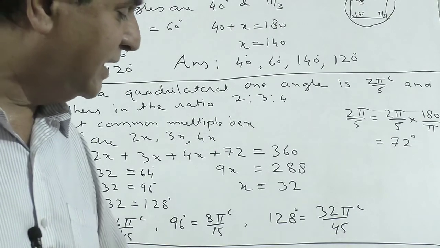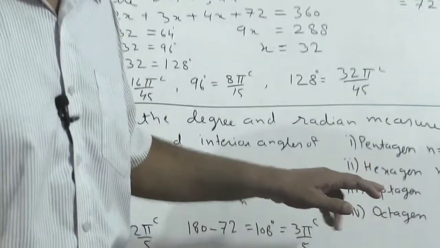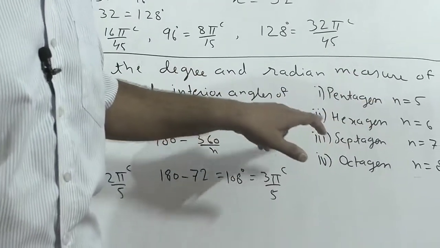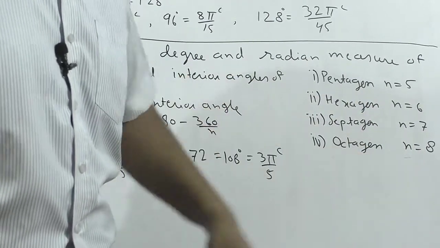Pentagon, hexagon, septagon, octagon. N is given. For a pentagon, n is 5, even if not given. Penta means n equal to 5. Hexagon, n equal to 6. Septagon, n equal to 7. Octagon, n equal to 8.